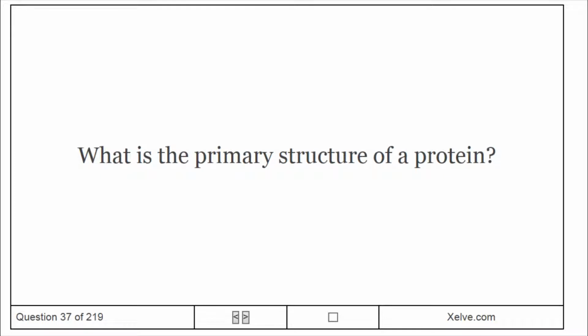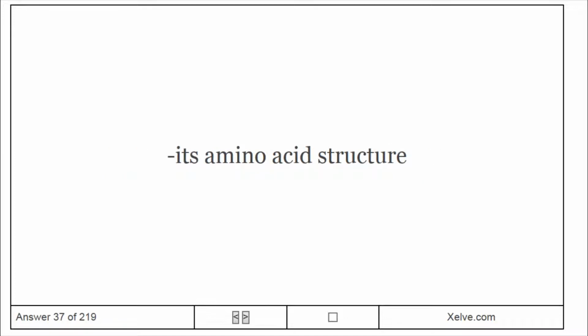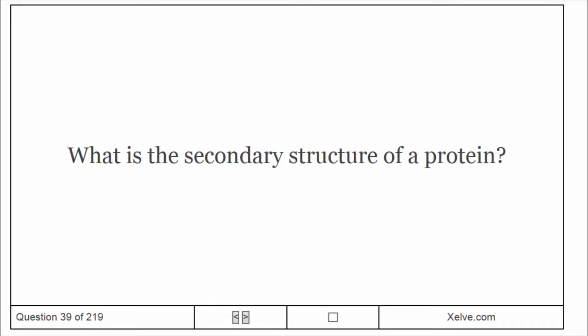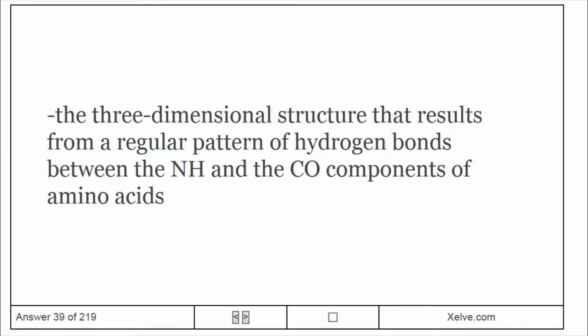What is the primary structure of a protein? Its amino acid sequence. Proteins typically consist of how many amino acids? From 50 to 2000. What is the secondary structure of a protein? The three-dimensional structure that results from a regular pattern of hydrogen bonds between the NH and the CO components of amino acids.